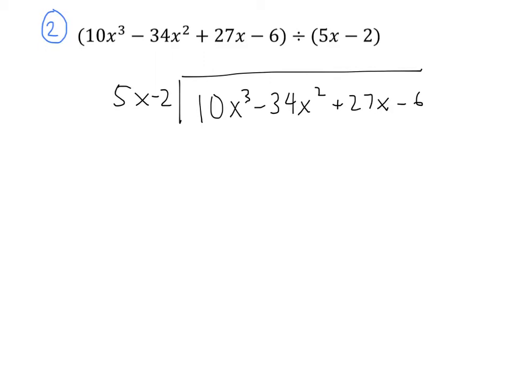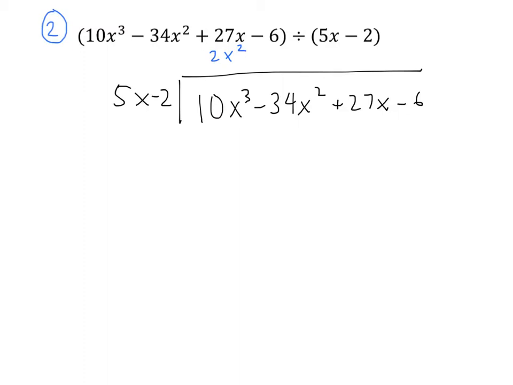All right, the key in doing this is that you need to know where to focus your attention. We're going to focus on this 5x and this 10x cubed. Let's focus and think, how many times does 5x go into 10x cubed? Or in other words, what would I need to multiply 5x by to get me 10x cubed? And the answer is 2x squared. So 5x goes into 10x cubed 2x squared times.